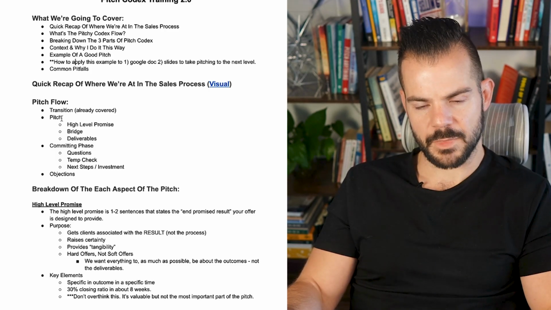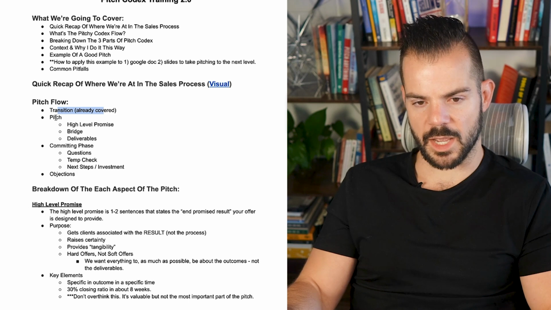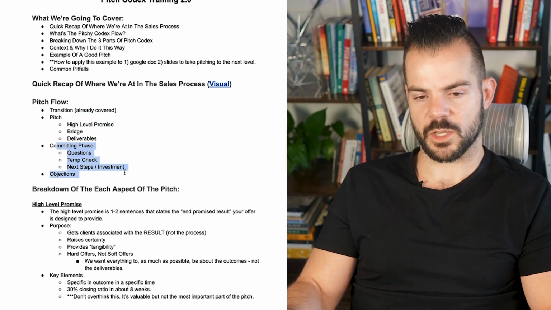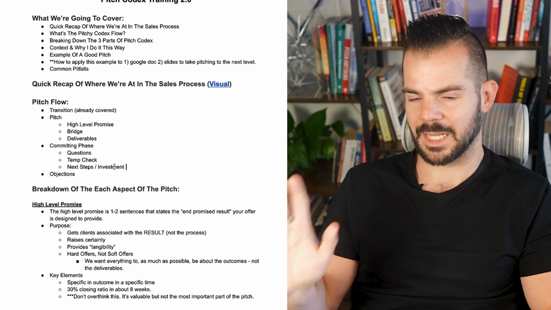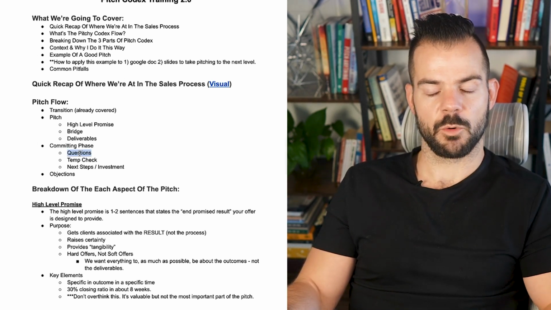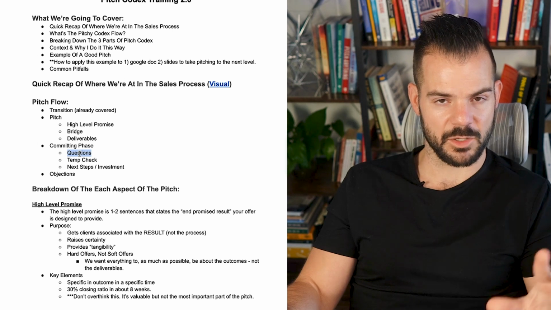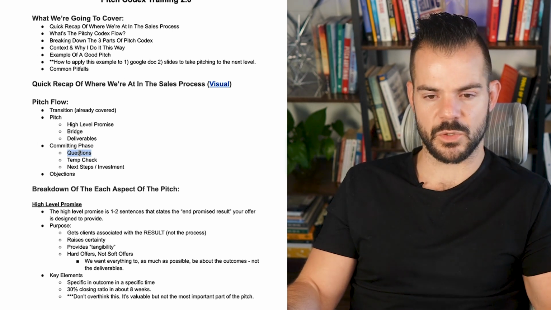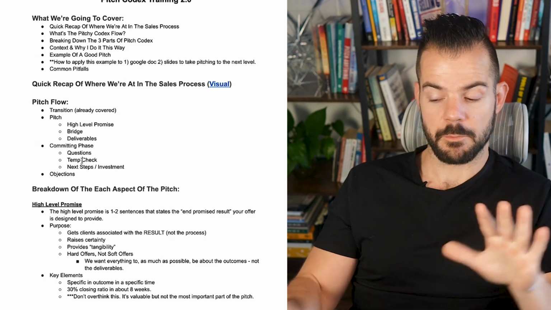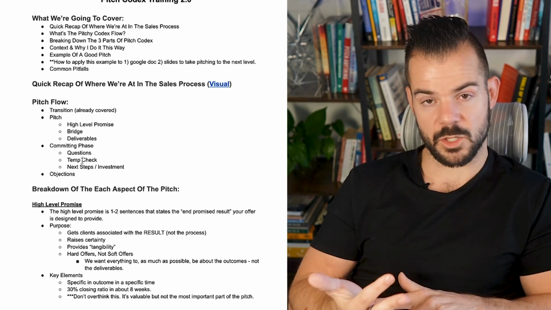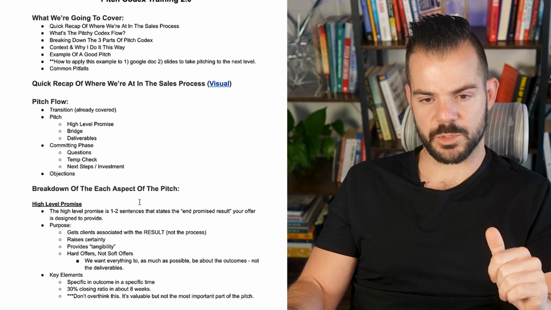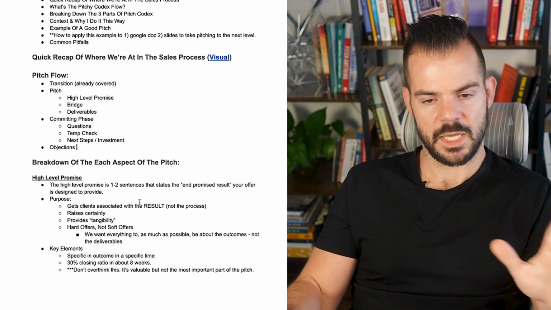So again, transition, we already covered that. Pitch, we have the high-level promise, bridge, delivery. Then we go on to the committing phase. The committing phase, we'll cover it lightly in this video. There'll be another video on that. But that essentially is where we go through any questions the prospect has or certain frameworks and language we use to do that. Then we go over what's called a temp check, to where we see if they believe, money and everything aside, is this the right thing and is now the right time? And then we go over the next steps in investment. They go on to objections, okay? So that's how it looks in the flow.